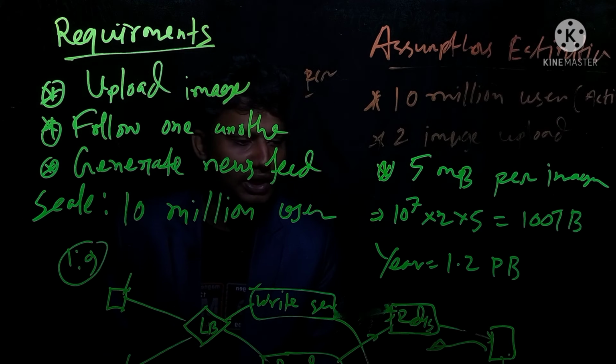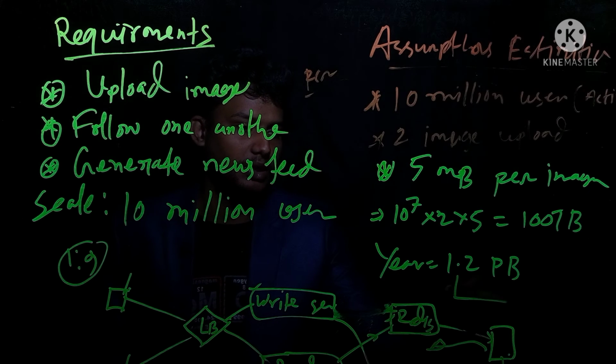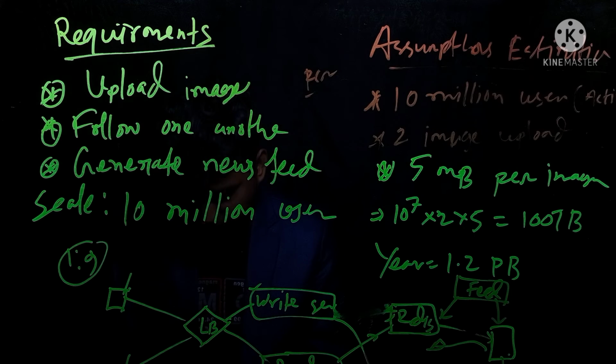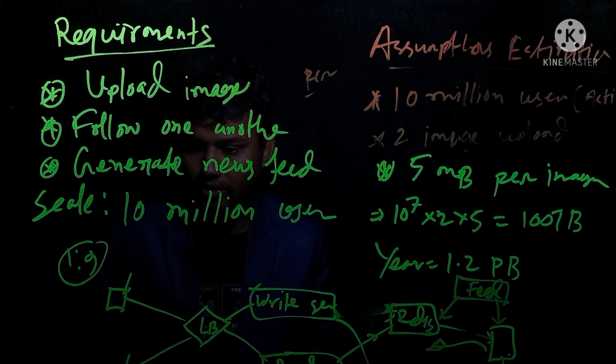We are missing some things like feed generation, right? So for feed generation we may have another service here, the feed service, and it will update our database as well as our Redis. So this is what our Instagram architecture will look like.